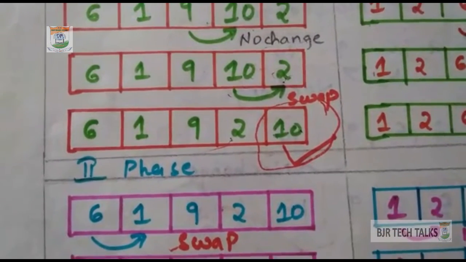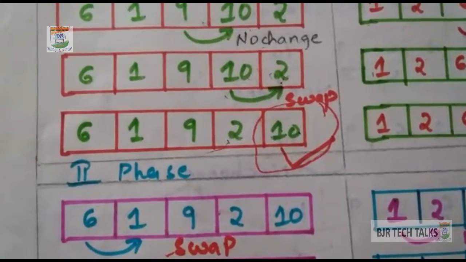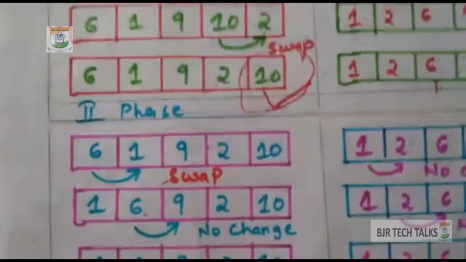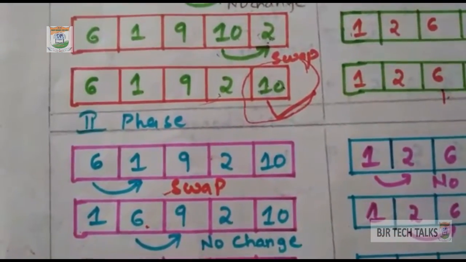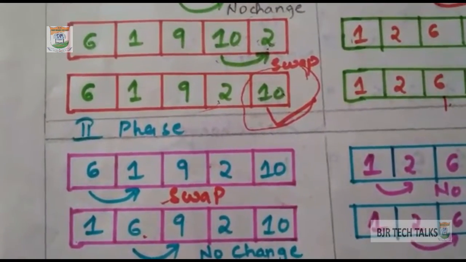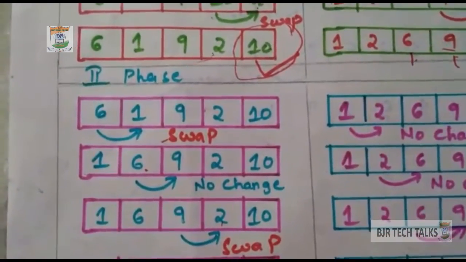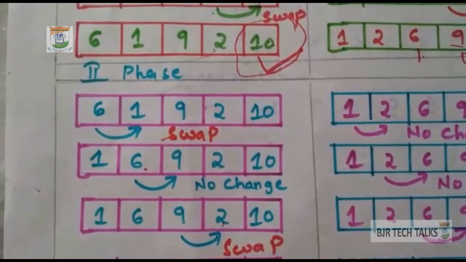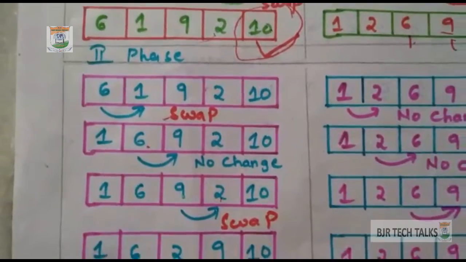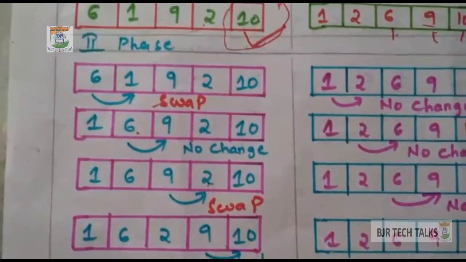So when 6 is compared to 1, it changes. Why? Because 6 is greater than 1. 1 comes before the 6, so that's why they are changing. So swap. When 6 is compared to 9, here it's no change because 6 comes before the 9. Why? Because 6 is less than 9. So here no change. And when 9 is compared to 2, here it changes because 9 is greater than 2. So 2 comes before 9. So that's why here change. And when 9 is compared to 10, here no change because 9 is less than 10.